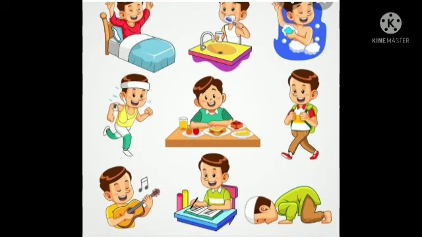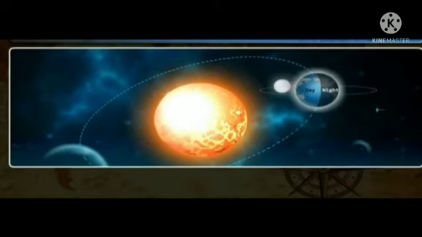But before that, let's answer some questions from your textbook page number 1. First question is, why does the duration of the day and night keep changing? The answer is because the earth is tilted. Second question, how many longitudes can be drawn on a world map keeping an interval of 1 degree each? The answer is 360 longitudes.